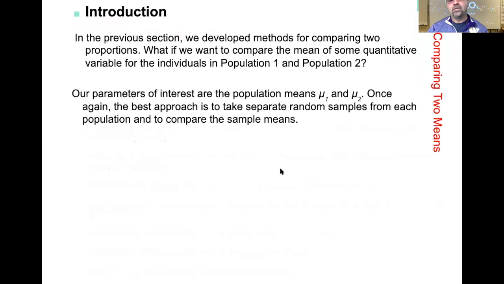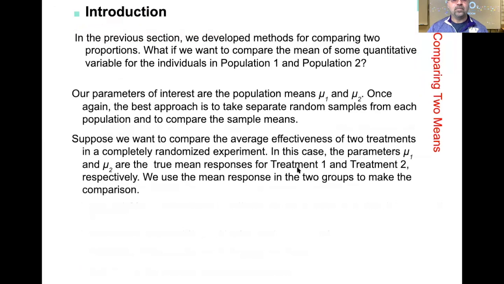The parameters of interest, there they are, mu1 and mu2 again. The best approach, of course, is two independent random samples from each population. And it could be an experiment. It could be just two different populations, like residents of Washington State who wear masks everywhere they go versus residents of our neighbor, Idaho, who wear masks wherever they go, something like that. And you could look at the average number of people in a store wearing masks.